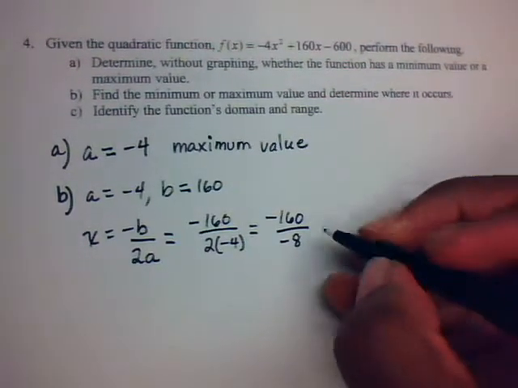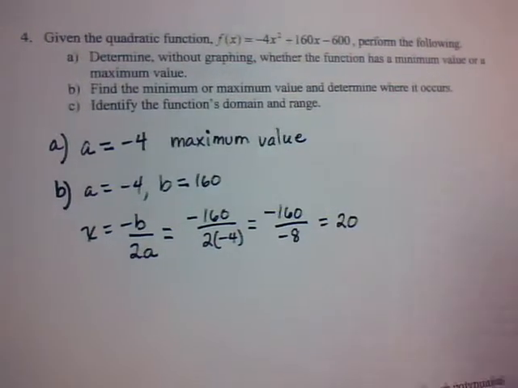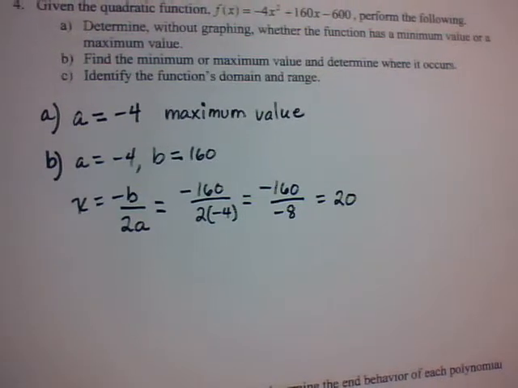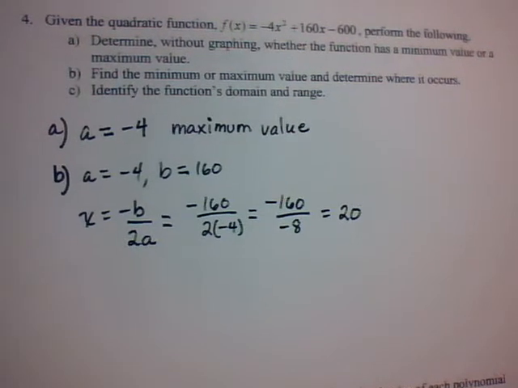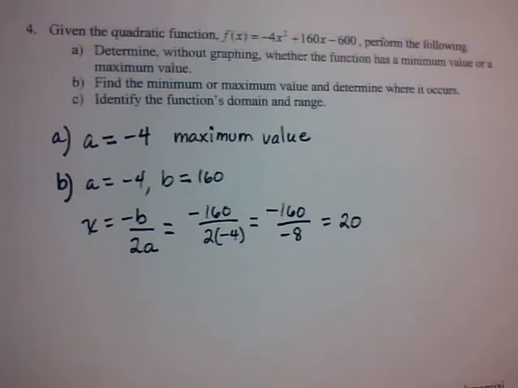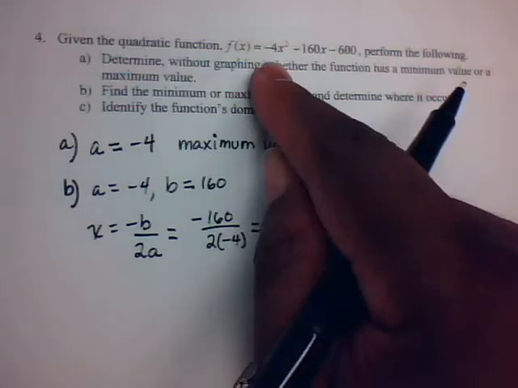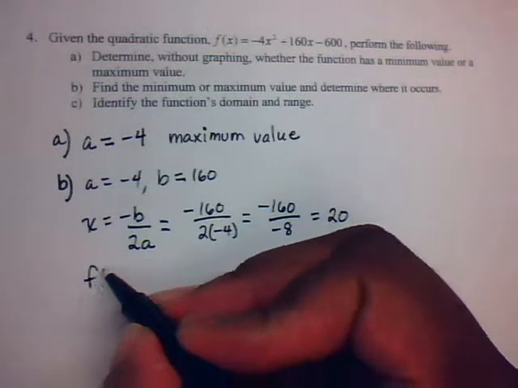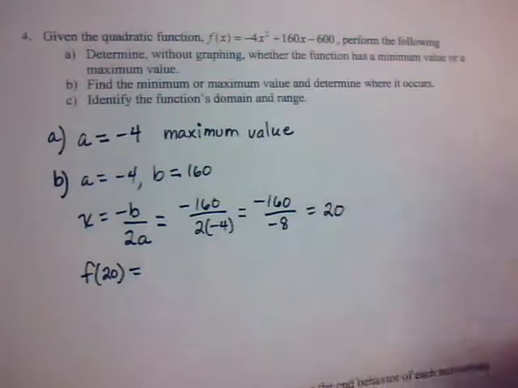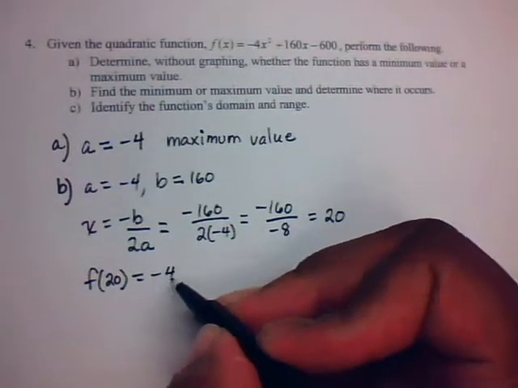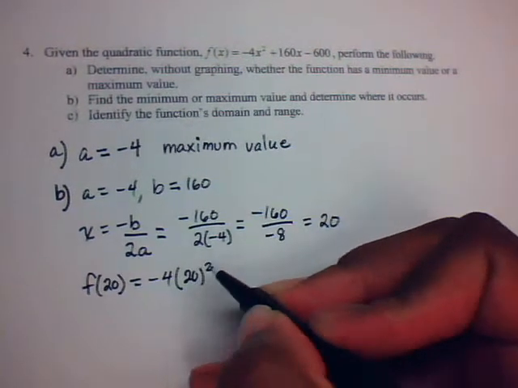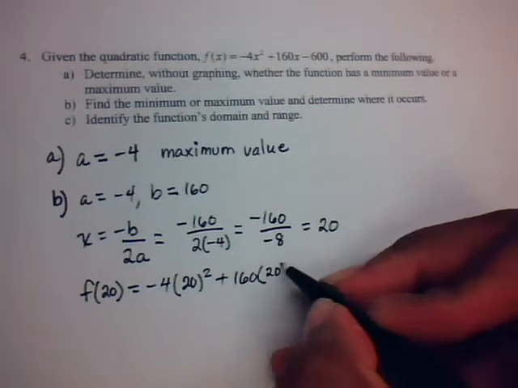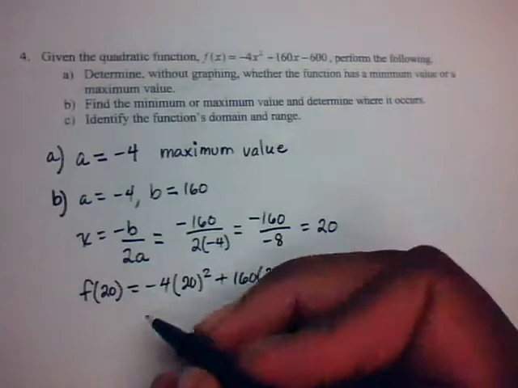Negative 8 into negative 160 will go 20 times. So the x is 20. So we know the maximum occurs at x is equal to 20. But to find the maximum value, we replace each x in this f of x function with the 20. So here, f of 20 will simply be negative 4 times x, which is 20, squared, plus 160 times x, which is 20, minus 600.